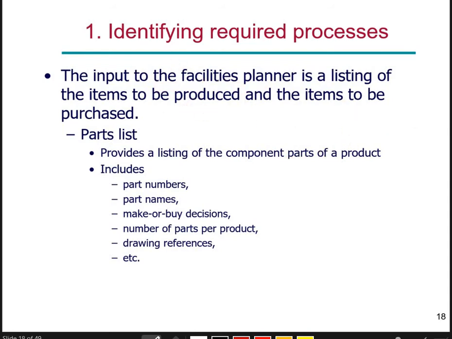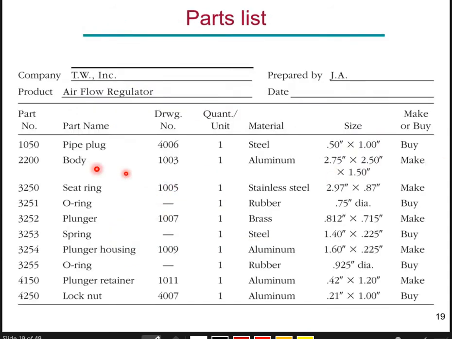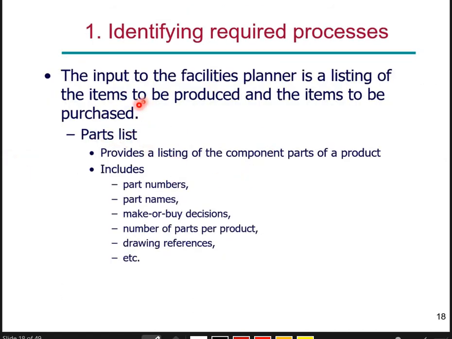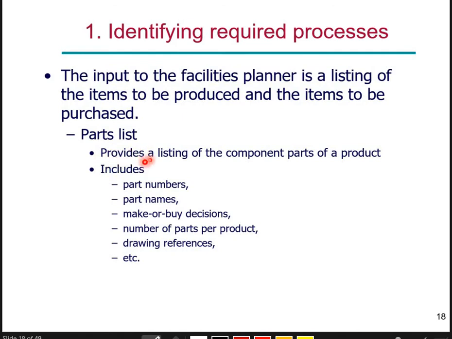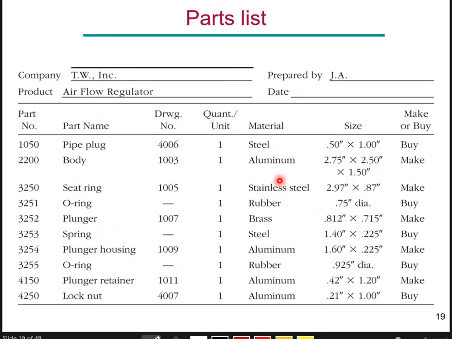Okay, so after identifying these required processes, by the way, we said that they can be listed in parts lists. These parts lists are tables like this one, which provides the information of the assembled components to come up with a final product. So the parts lists include the part numbers, the part names, their make or buy decisions, the number of parts per product, and the drawing references. So let's have a look at this example parts list.